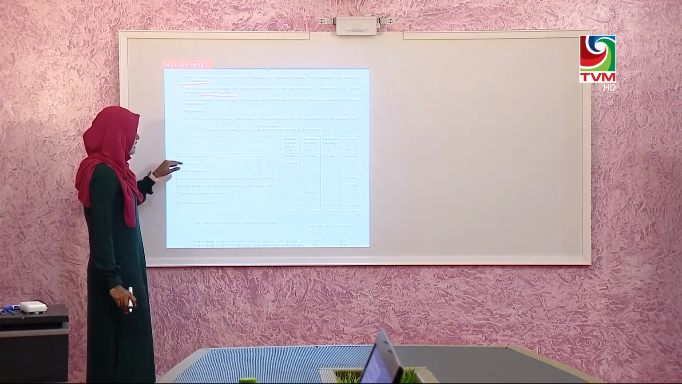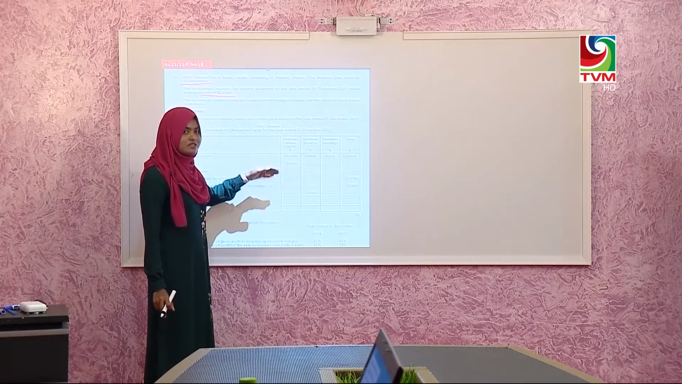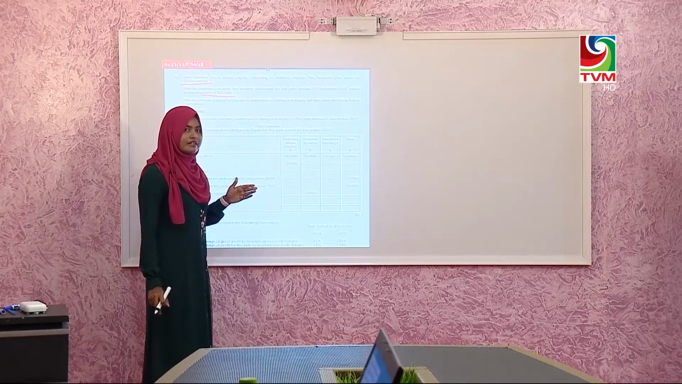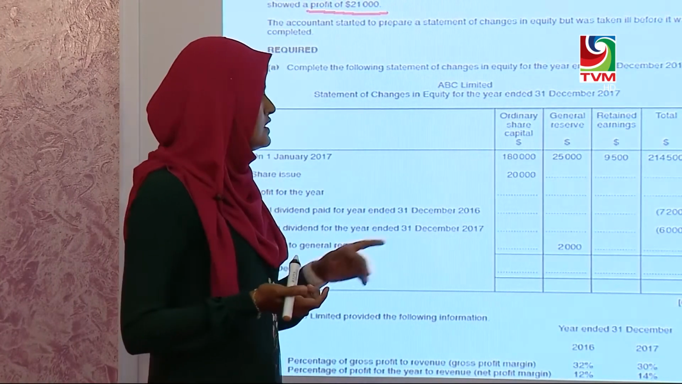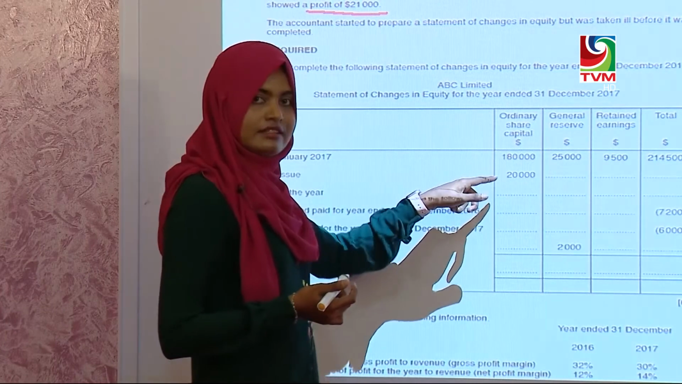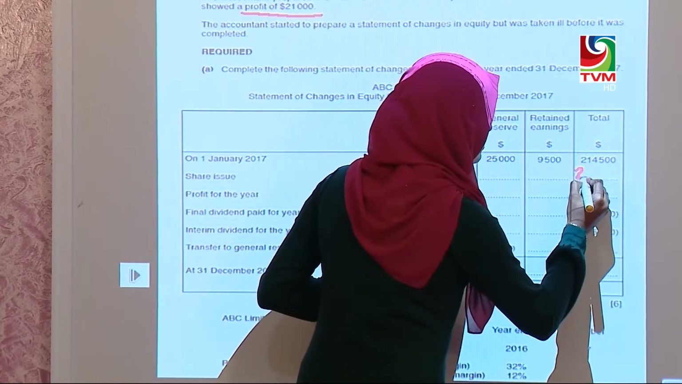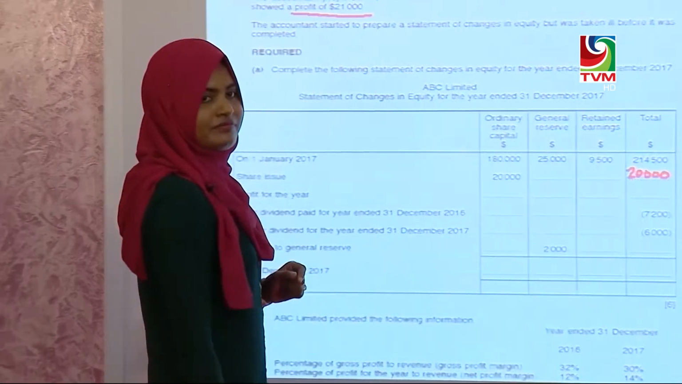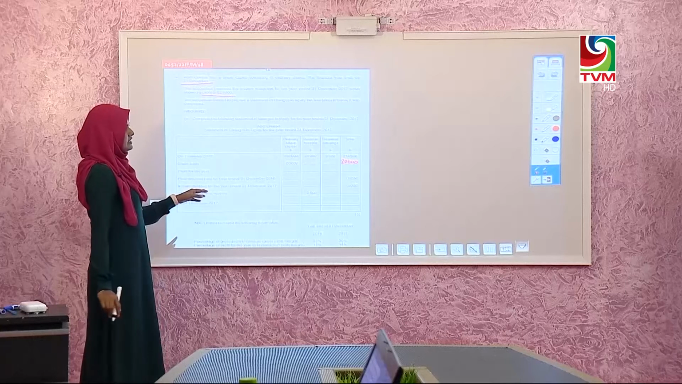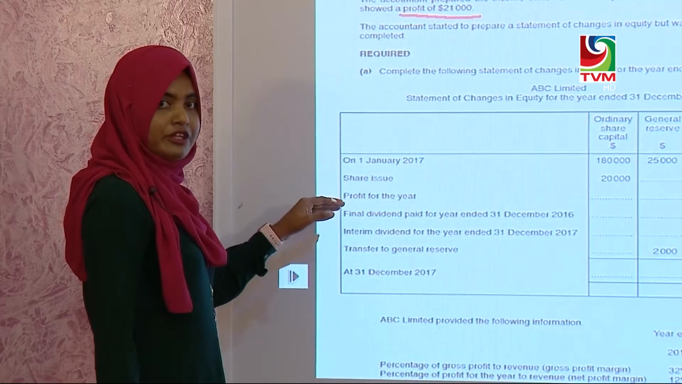You can see there is an additional share capital of 20,000, which means that during the year they have sold additional 20,000 shares. So we need to take this 20,000 to the total column here. So write 20,000 here. So once you take the total, the second one is about the profit for the year.